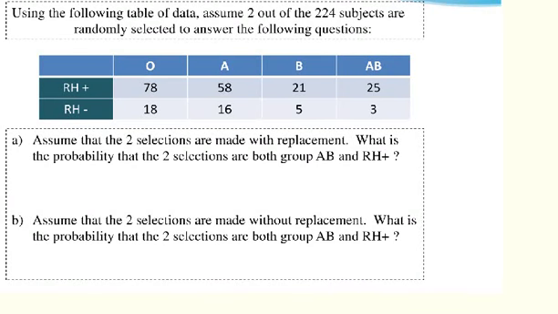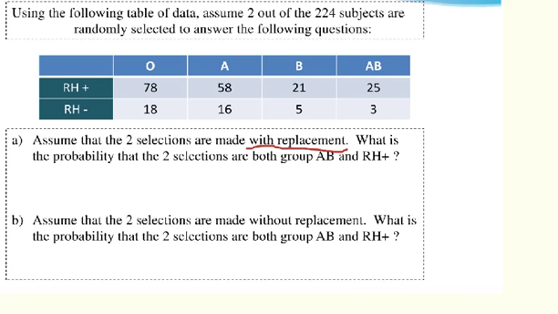Using the following table of data, assume 2 out of the 24 subjects are randomly selected to answer the following questions. Part A, assume that the 2 selections are made with replacement. Now what with replacement is telling us is that we can treat the selections as being independent from one another. What is the probability that the 2 selections are both group AB and RH negative?